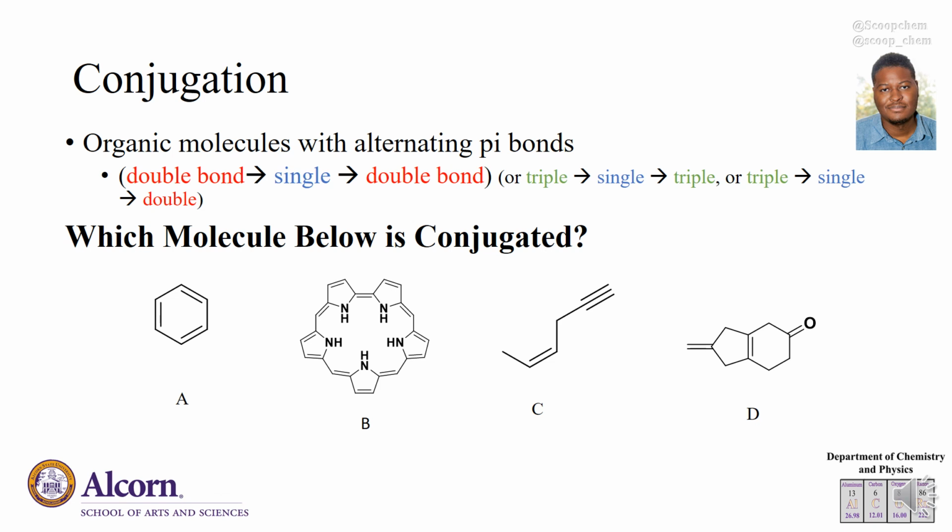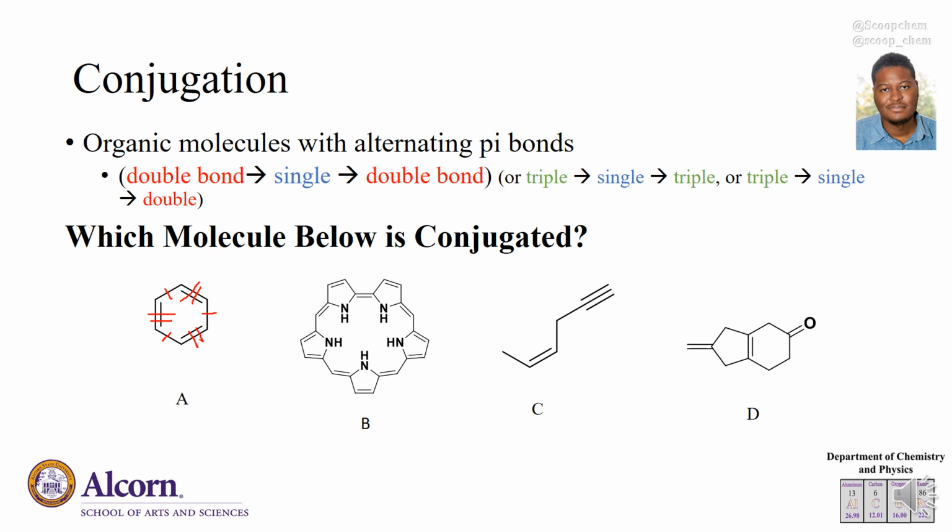All right, hopefully that was enough time. Let's take a look at molecule A. I see a double bond, a single, double bond, a single, double bond, and a single, right? Those are alternating single, double, single. So this compound is conjugated, right?